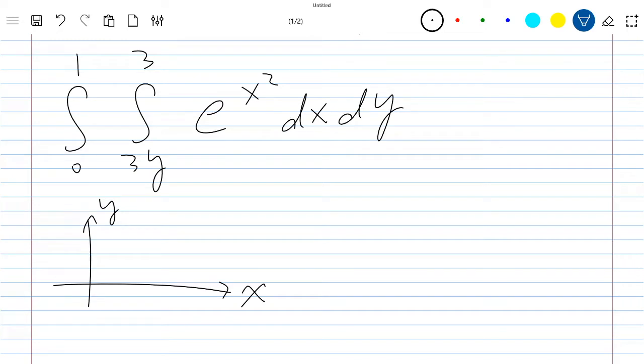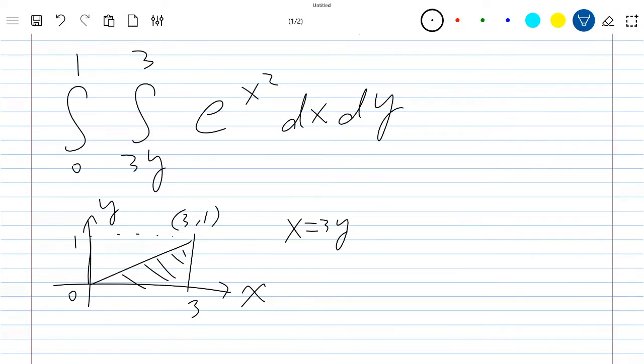x is the inner integral, y is outer. So y is between 0 and 1, and x is between 3y and 3. 3 is here, and 3y means this line, which is this. So that's the domain, and this is (3, 1). Okay, so what is the integral?